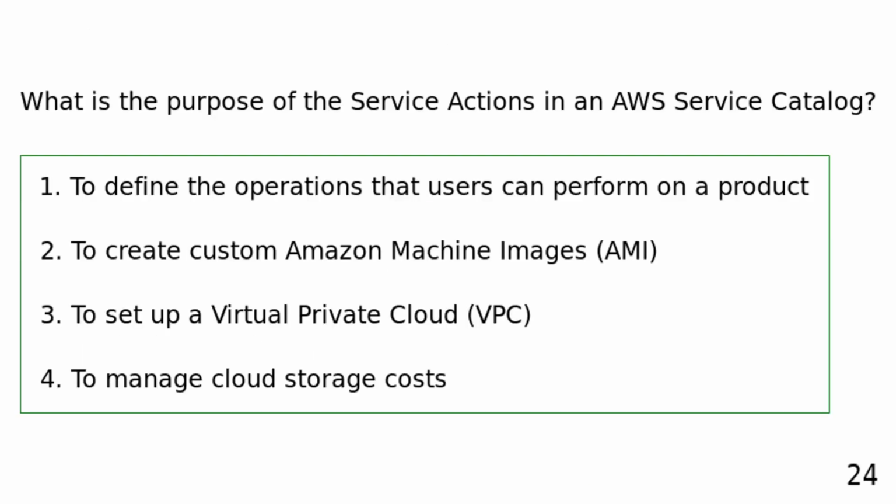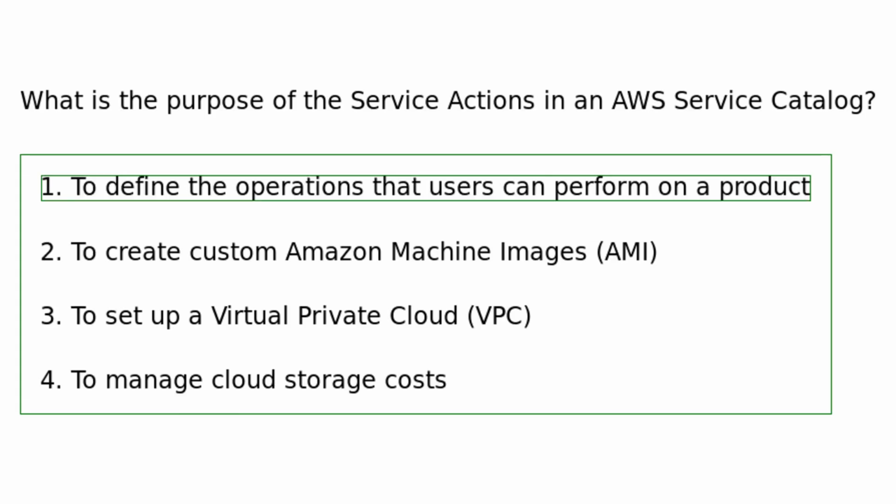What is the purpose of the service actions in an AWS Service Catalog? To define the operations that users can perform on a product. To create custom Amazon machine images. To set up a virtual private cloud. To manage cloud storage costs. Service actions in an AWS Service Catalog are used to define the operations that users can perform on a product, such as launch, terminate, or update the provisioned resources.